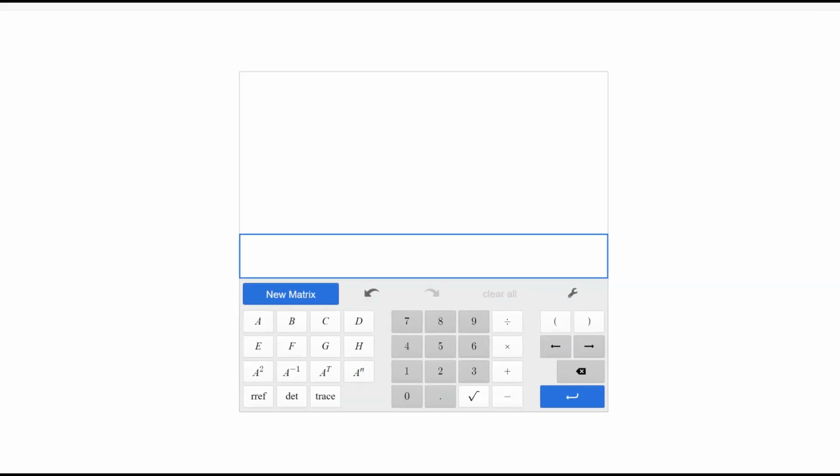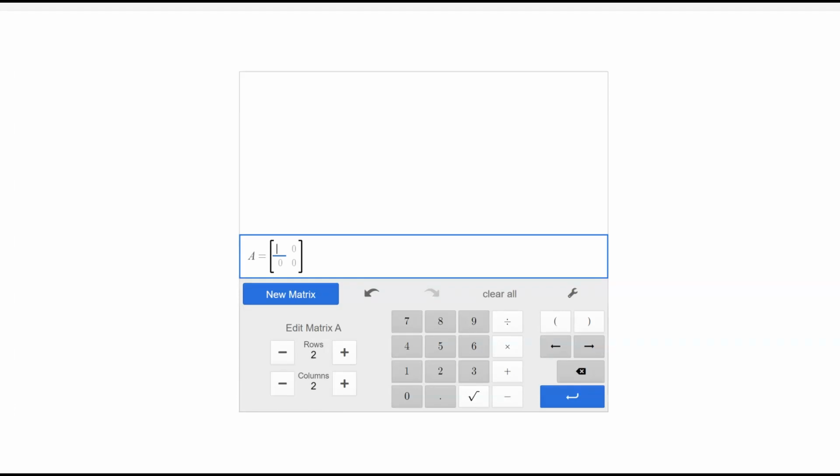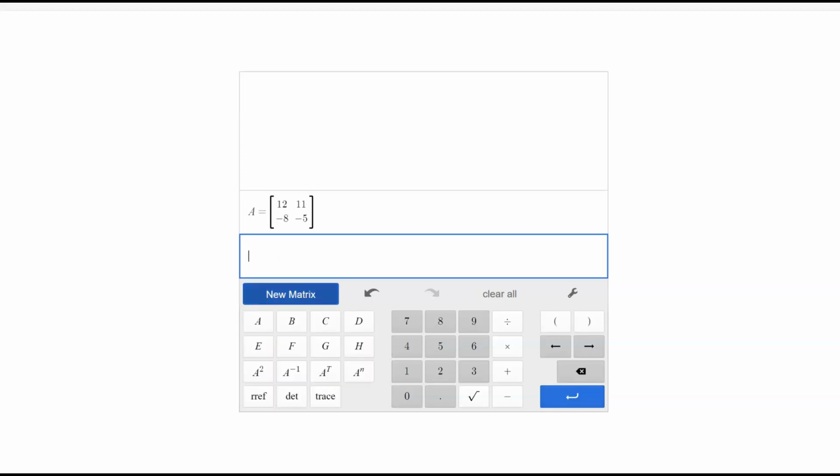So here in the Desmos calculator, let's go ahead and define our matrix A. So we're going to do a new matrix. It is going to be a 2 by 2. I'm going to write the original matrix here. So we're going to get 12, 11, -8, and -5. So we're going to go ahead and put that in.